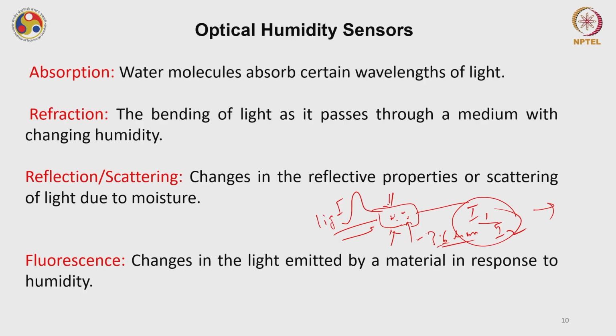Similarly, optical humidity sensors can also be developed based on refraction. The bending of light as it passes through a medium with changing humidity can give you a refraction based humidity sensor. Similarly, you can also develop reflection or scattering based humidity sensors, where a change in reflective properties or scattering of light happens due to the moisture. Then you have advanced colorimetric kind of optical sensors which are categorized under fluorescence kind of devices, where a change in the light emitted by a material in response to humidity is detected.